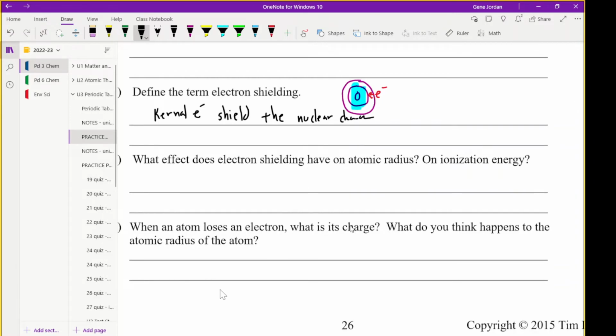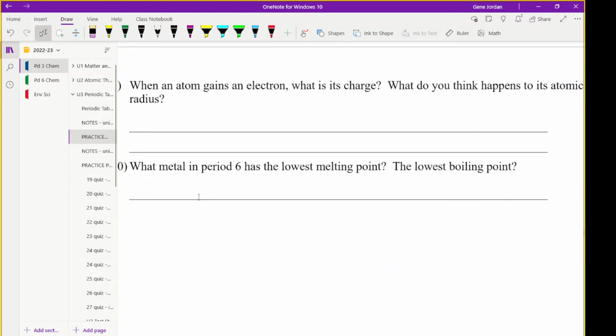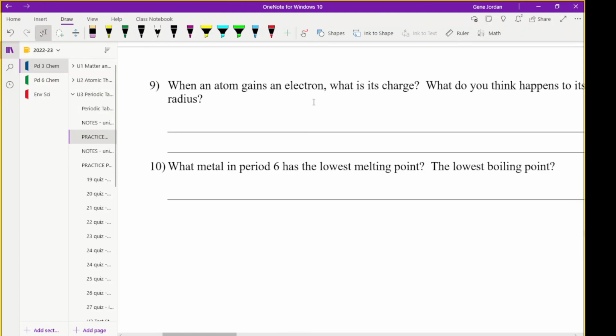Okay, when an atom loses an electron, what is its charge? It is negative. I'm sorry, it loses an electron, it becomes positive, because the electron is negative. What do you think happens to atomic radius of an atom? It decreases. All right, I think we're pretty much done. Oh, one more. When an atom gains an electron, what is its charge? Gains an electron, it's going to be a negative ion. What do you think happens to its radius? It increases. All right, guys, and that is that.